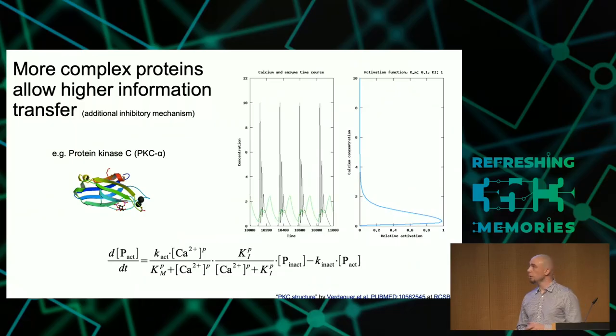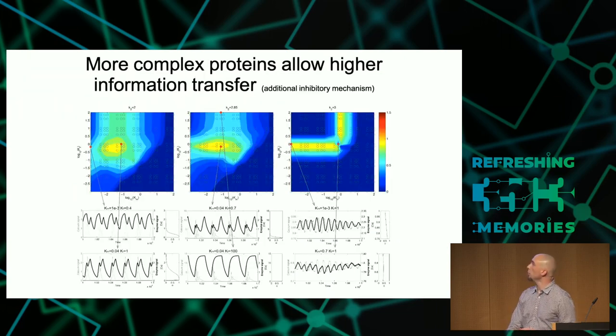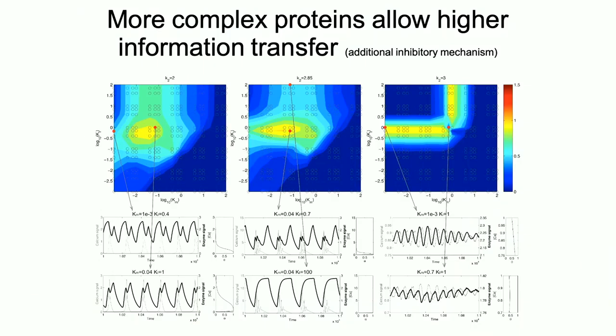Now, if you look at more complicated proteins, so calmodulin, the one I just showed you, was only activated by calcium. More complicated proteins like protein kinase C, for example, they are both activated and inhibited. So they show biphasic behavior where in an intermediate range of calcium concentration they get activated. With very high or very low concentrations, they are inactivated. And you can actually see that these more complicated proteins allow a higher information transfer. And again, producing these more complicated proteins might be more costly for the cell, but it can be valuable because they allow more information to be transferred. And this you can see in this plot where we actually scanned over the activation and the inhibition constant of these model proteins, and you can see that you have these sweet spots where you get a very high information transfer. So color-coded is transfer entropy.